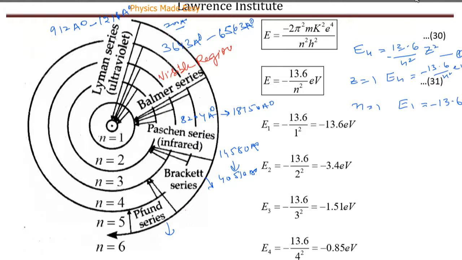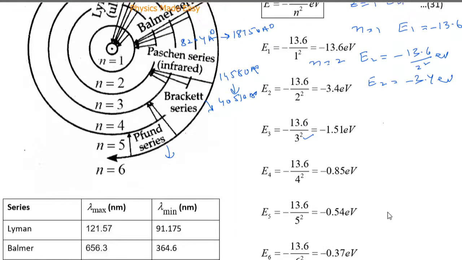Here, if I write this formula, En is minus 13.6 divided by n square electron volt. And similarly, for n is equal to 2, E2 is minus 13.6 divided by 2 square electron volt. E2 is minus 3.4 electron volt. And now, in the next case, we shall be having 3. This is 13.6 divided by 3 square, means 9, so it will be minus 1.51 electron volts. And next, E4 is minus 13.6 divided by 4 square, that is 16, and this is minus 0.85 electron volt. Then E5 is minus 13.6 divided by 5 square, 25, minus 0.54 electron volt.